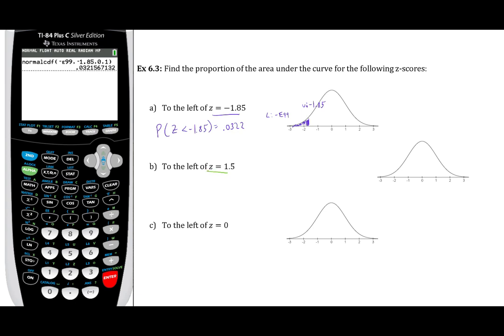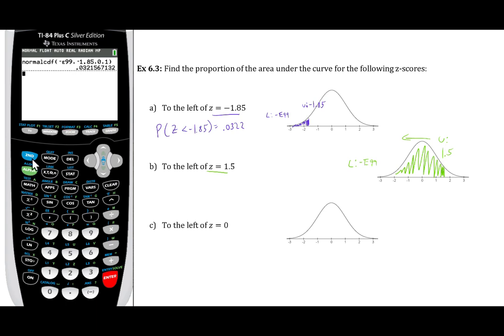Then we look at another graph. It says to the left of 1.5. What I want to notice here is that with the first graph, the purple shaded region was a very small portion of the graph, which makes sense as to why the probability was 0.0322. For the green graph, however, it's going to be a large portion of the graph. So we should make sure that we get a large amount of probability here, or a large amount of the area. My lower bound is going to be negative E99. My upper bound is going to be 1.5.